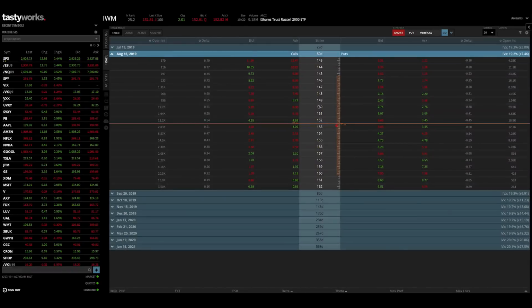The third and final setup you can use when trading debit spreads is to buy an at-the-money or out-of-the-money option and then sell an even further out-of-the-money option. And this type of debit spread will have the most profit potential, the lowest risk, but also the lowest probability of making money compared to the other two spreads that we just looked at.